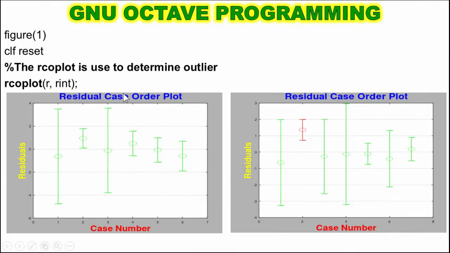The rcoplot command is used to determine outliers. We pass two arguments, the variables r and rint, which are the results when we call the regress command. The rcoplot displays this graph on the screen.